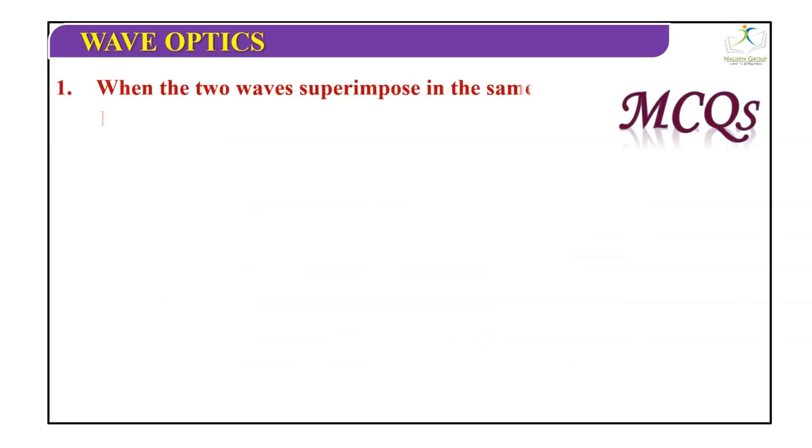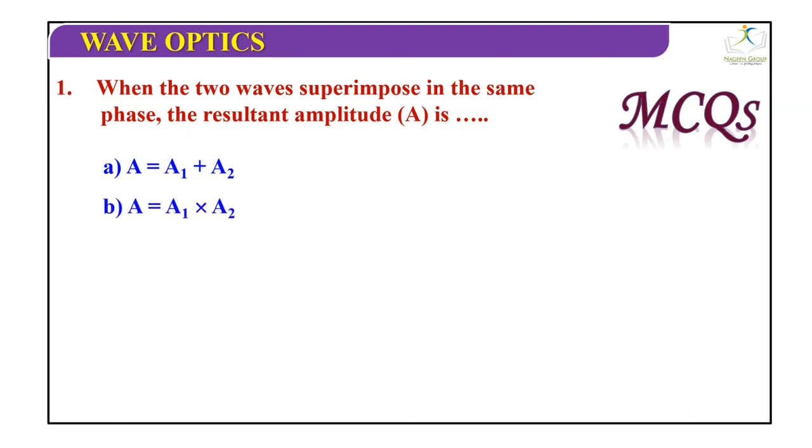Now let's move to some MCQ questions so that the concepts become clearer. When the two waves superimpose in the same phase, the resultant amplitude is A1 plus A2, A1 into A2, A equals A1 minus A2, or A equals A by 2. Students, I think this is a very simple question. If you understand the previous concept, you will quickly be able to give the answer. And the answer is yes, A equals A1 plus A2.